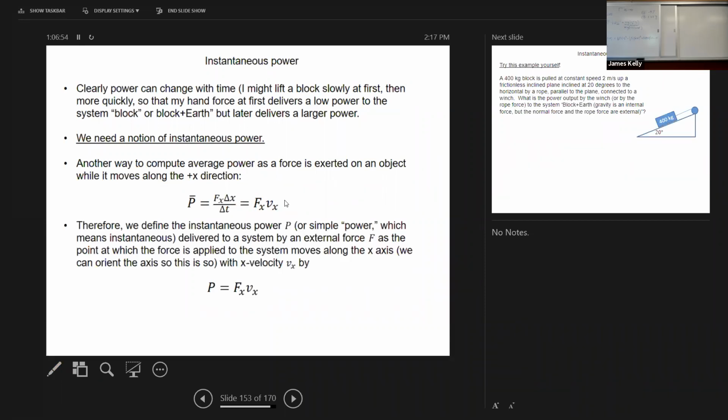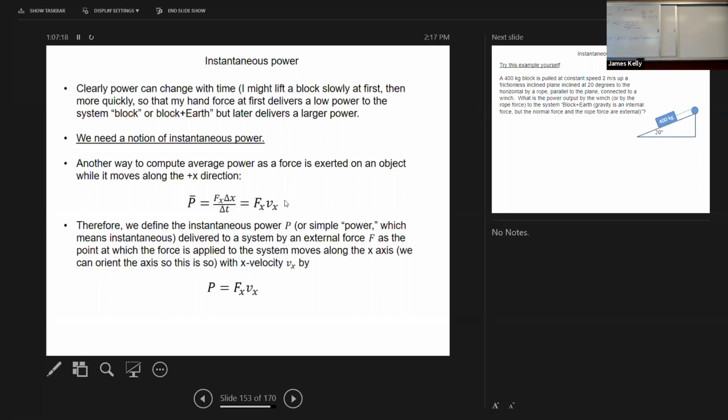The instantaneous power being delivered by a force as an object is moving along the x direction with velocity x component vx is just given by Fx vx. So that means if I push harder, I'm delivering more power. But also if I push with the same amount, but the object is moving faster, I'm delivering power to it at a greater rate.